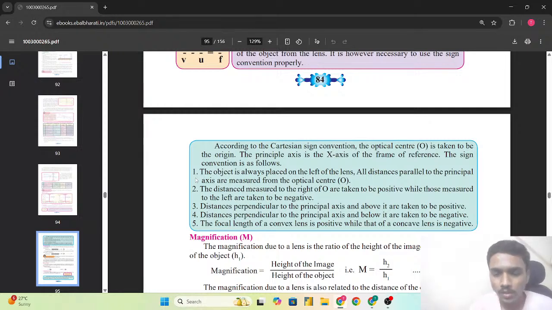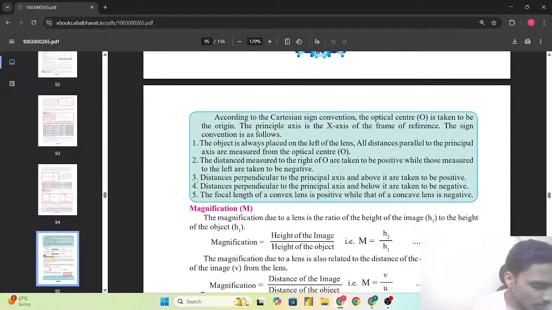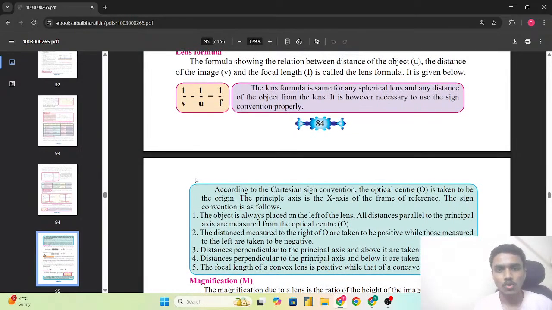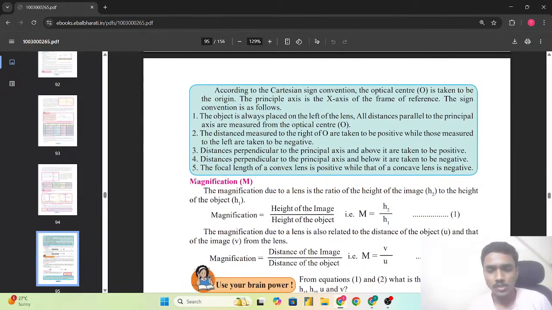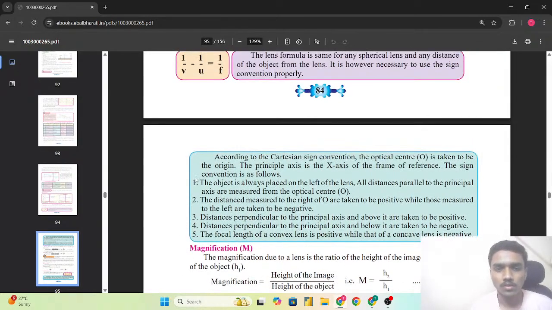And one more important point is that the focal length of a convex lens will be positive, and the focal length of a concave lens will be considered negative. So these are some of the points which we have to keep in mind while doing the calculation or using the lens formula, that is, 1 upon v minus 1 upon u is equal to 1 upon f. We have to keep this in mind while solving any numerical, or while drawing the sign convention or the image diagram.